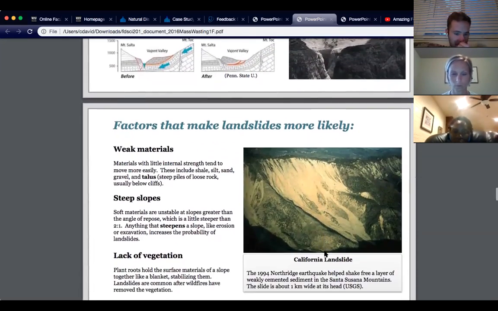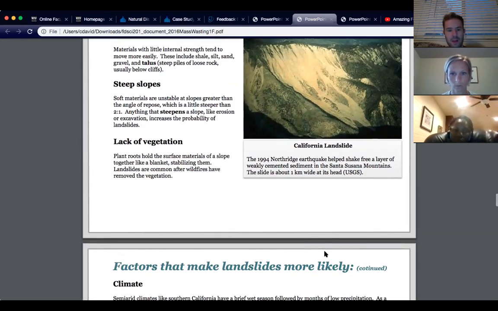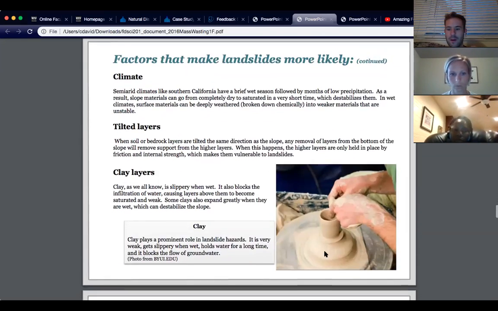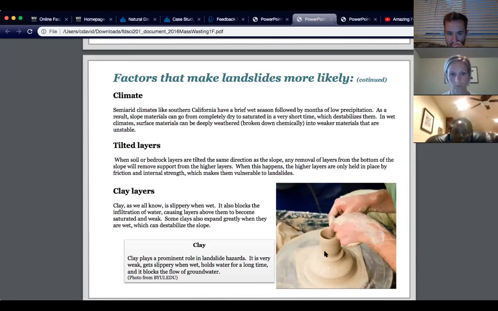Then you've got, you know, they've got all this here, and I'll let you guys come back and read through it. There's some other factors that can cause it as well. So we talked about climate. You can have semi-arid climates like California that all of a sudden gets dumped on with water, like high precipitation for a few weeks or months.